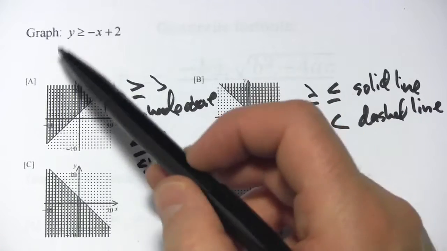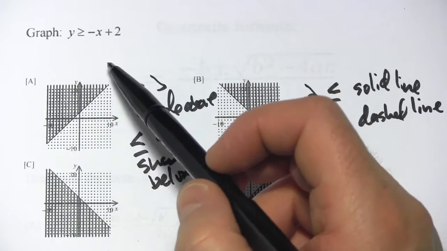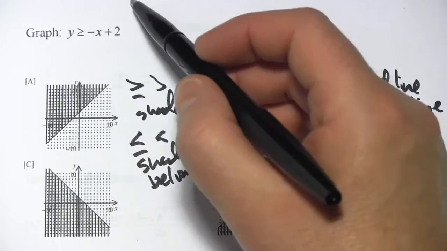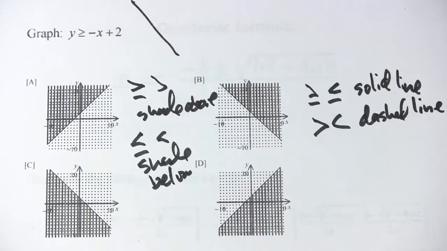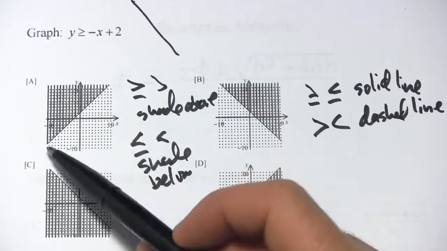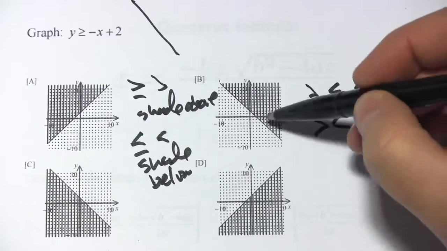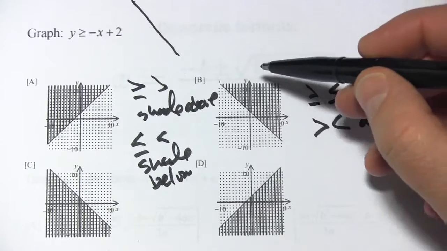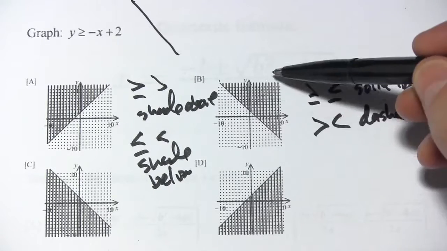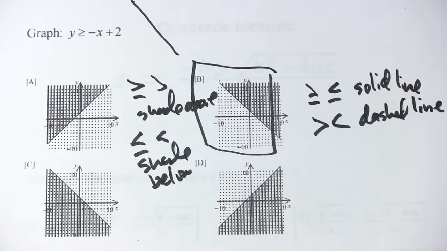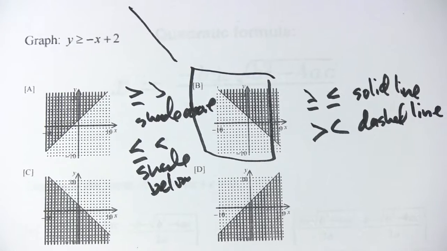If this were the equation for a line, y equals negative x plus 2, the slope would be negative 1, so it's a line that's going down like this. So that's not A. The line in A is going up. The line in B is going down, and then we have the shaded region above the line and a solid line. So that meets all of our criteria. Let's try another one of these.